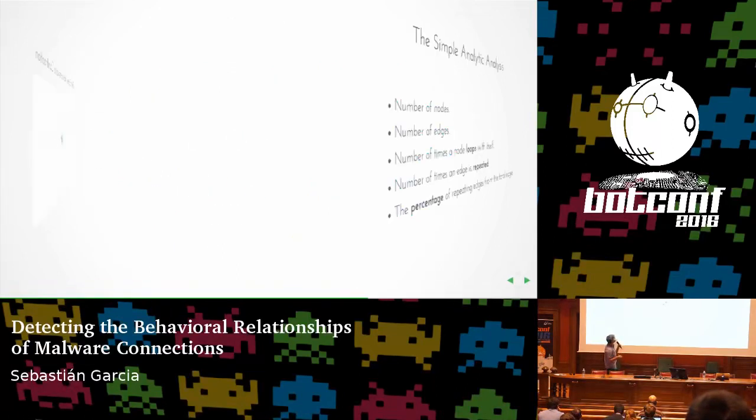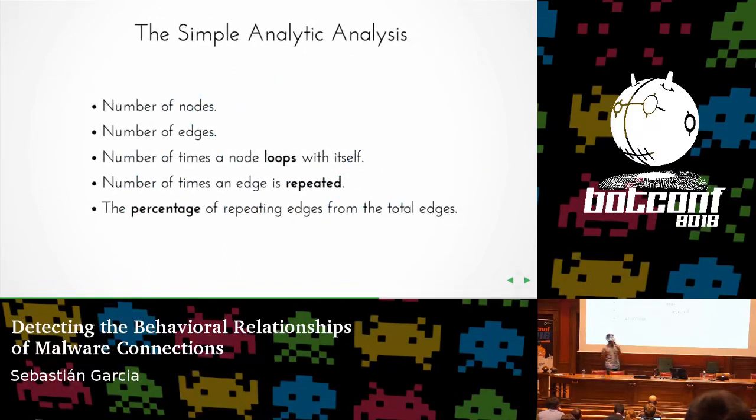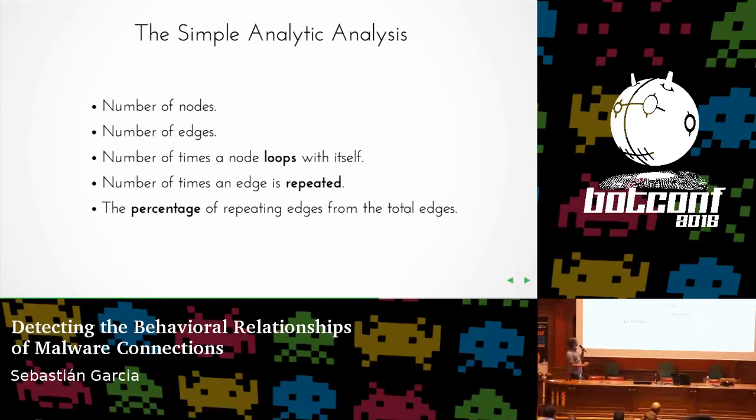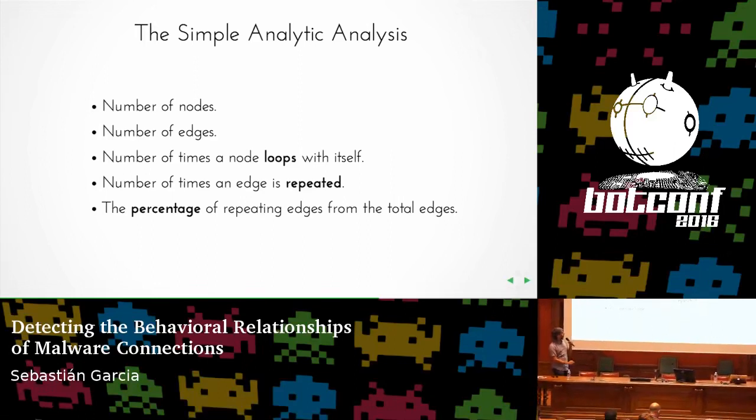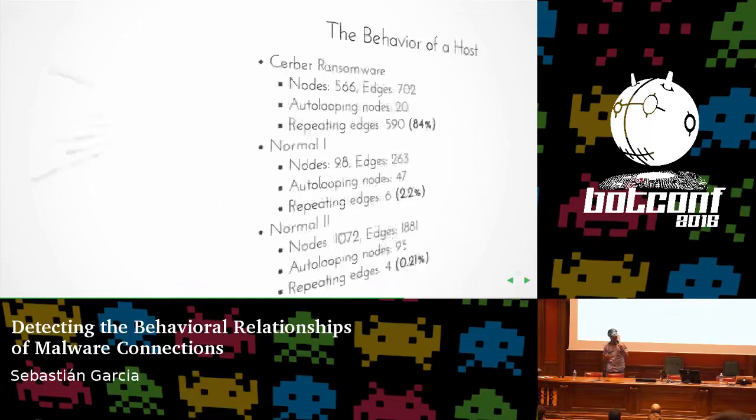So what we are saying is, let's count these. In each graph, let's count the number of nodes, the number of edges, the number of times a node is looping with itself, the number of times an edge is repeated, and especially the percentage of repeating edges from the total amount of edges. I want to know this host, how many times is repeating these connections from the total. So now we can compute something.